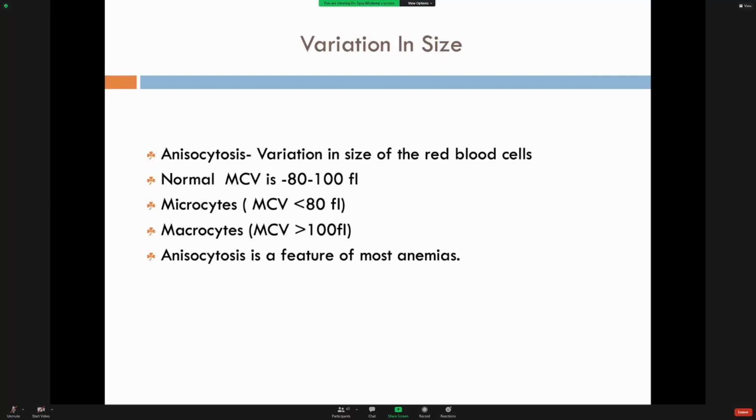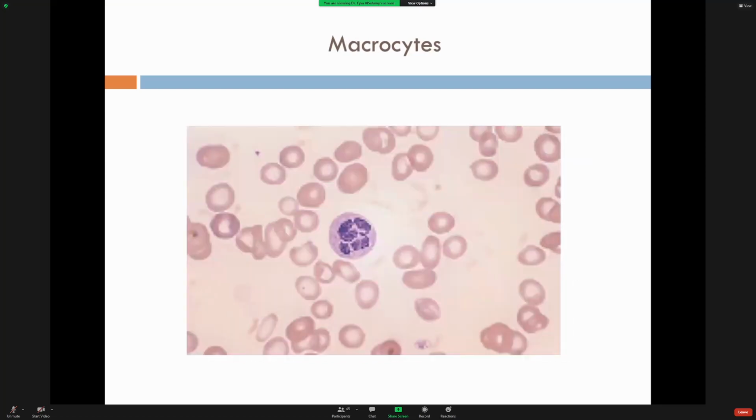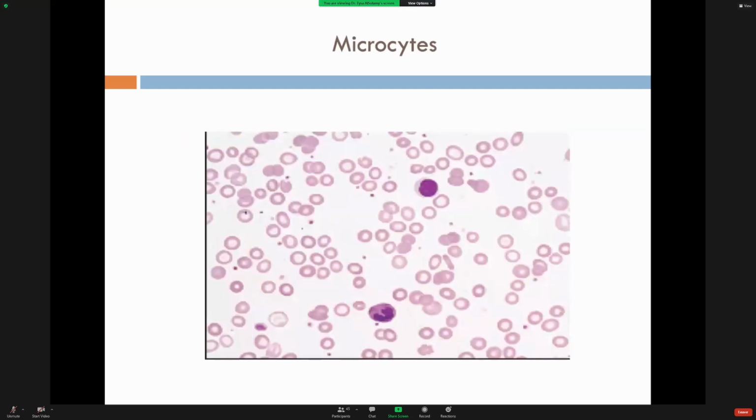Okay. Variation in size: we said anisocytosis is variation in the size of red blood cells. A normal MCV is usually between 80 and 100, microcytic MCV is less than 80, and macrocytic is more than 100. Anisocytosis is usually a feature of most anemias. In most anemias you can find anisocytosis present. This is another picture, microcytosis. Is the microcytosis clear?